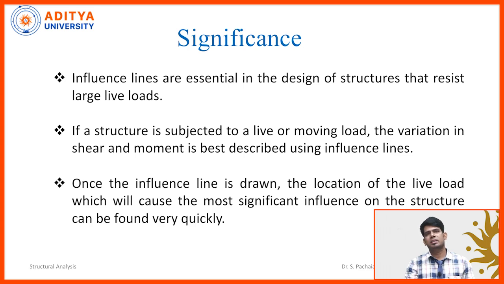Influence lines are essential in the design of structures that resist large live loads. In buildings, there is no possibility of large live loads. The live load is only due to the movement of people. When designing a slab for a residential, industrial or commercial building, we set the loading based on the IS specifications. For example, for a residential building we design the slab for 2.4 kilonewton per meter square. That is the maximum load we design for. The moving load of human beings is negligible, so we do not consider it, right?